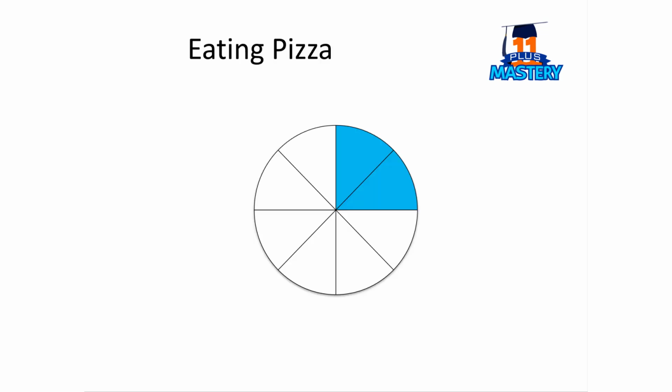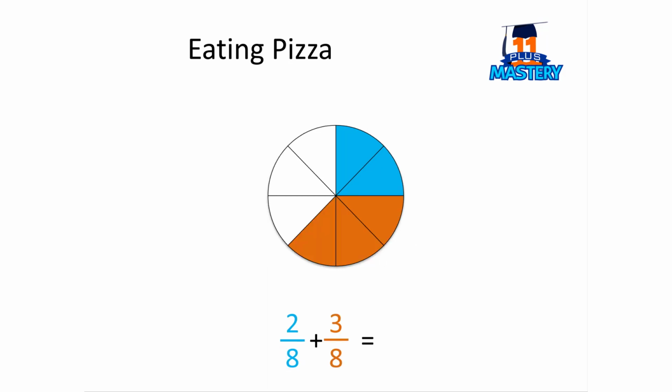Let's have a look at pizza. Here I have a pizza cut into 8 slices and there's 2 pieces shaded. So somebody has eaten 2 pieces of pizza. If somebody else comes along and eats another 3 pieces of pizza, altogether how many pieces of pizza have been eaten? Well, that's simple enough, I add them together.